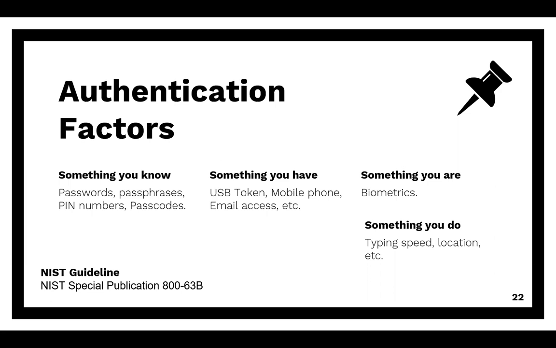Something you know, like passwords, passphrase, PIN numbers, or passcodes. Something you have, whether it is your mobile phone or a USB token or access to your mailbox. Something you are, referring to biometrics like fingerprint, your face. And something you do, how fast you type, what is your location, and etc. These are the four main factors that could be used to verify someone's identity.